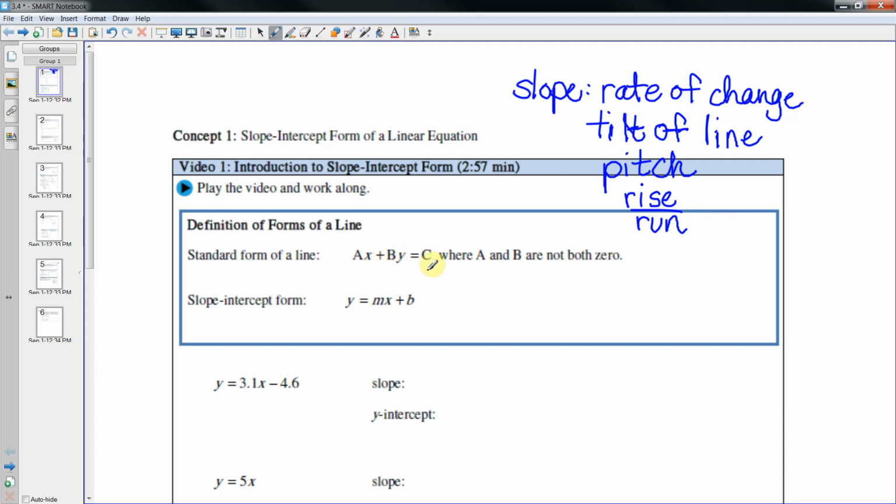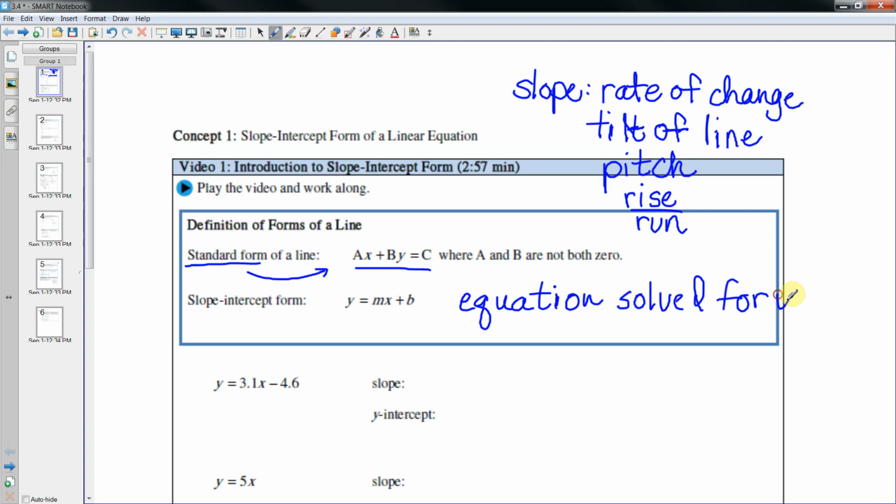Remember, we've talked about before, the standard form of a line is where you have your x and your y on the left side of the equal sign and your constant number on the right. That's the standard form of a line. If I have the equation solved for y, then I have put that form into what we call slope-intercept form.